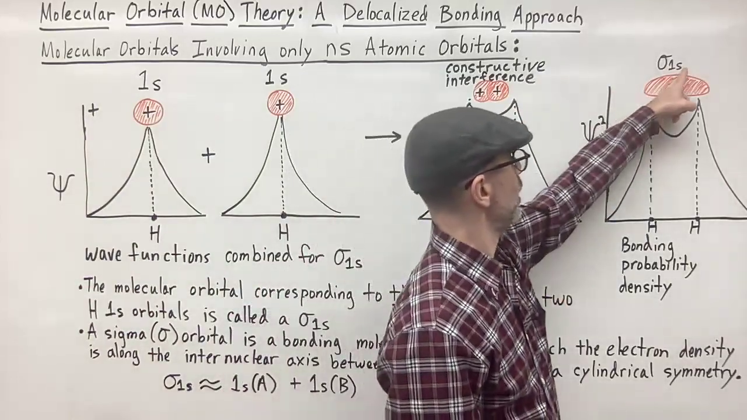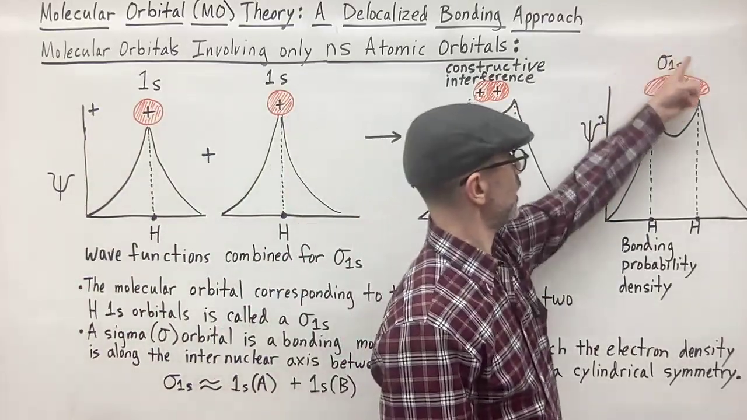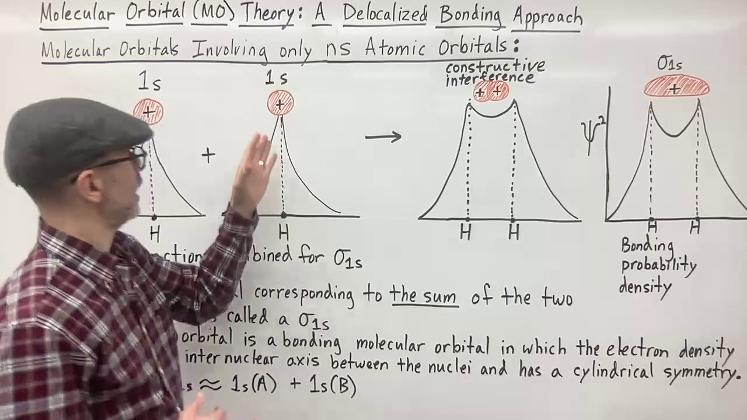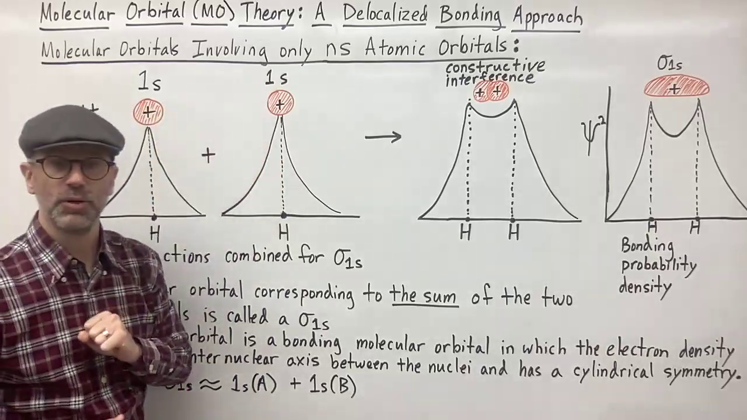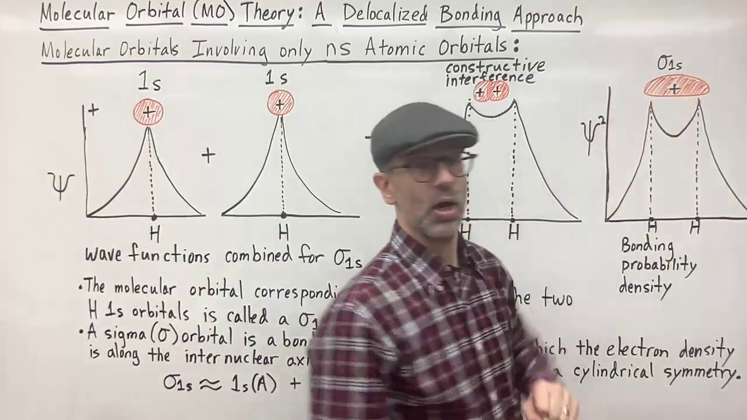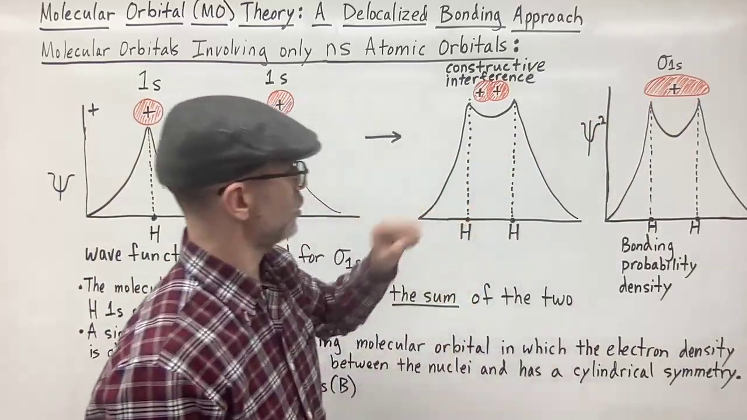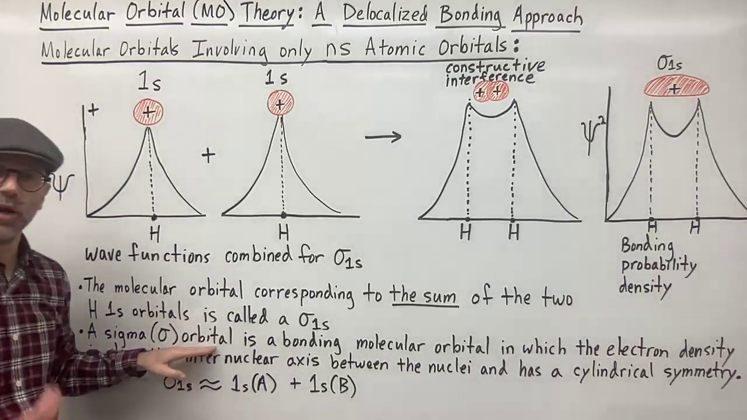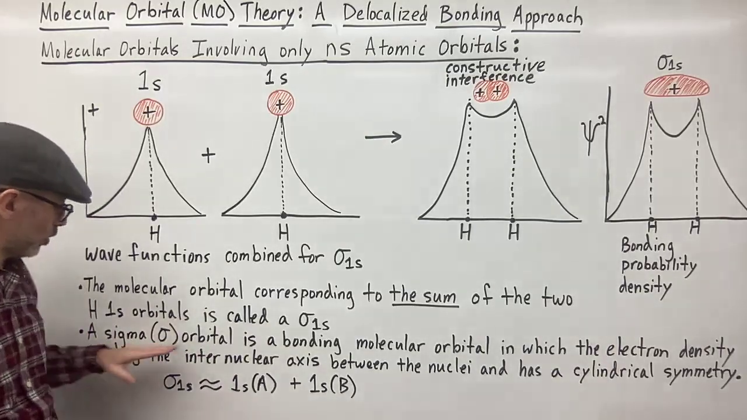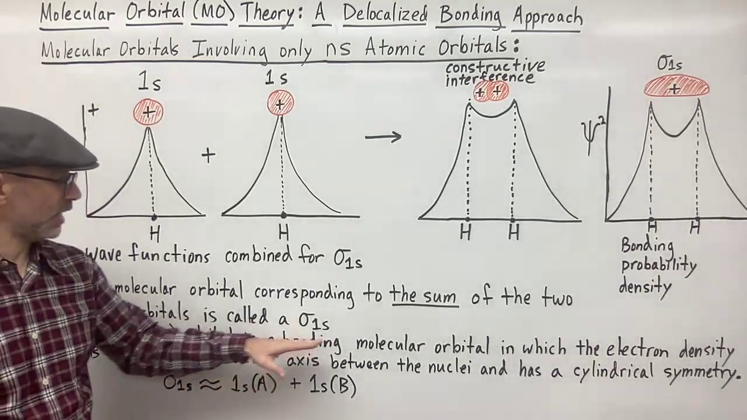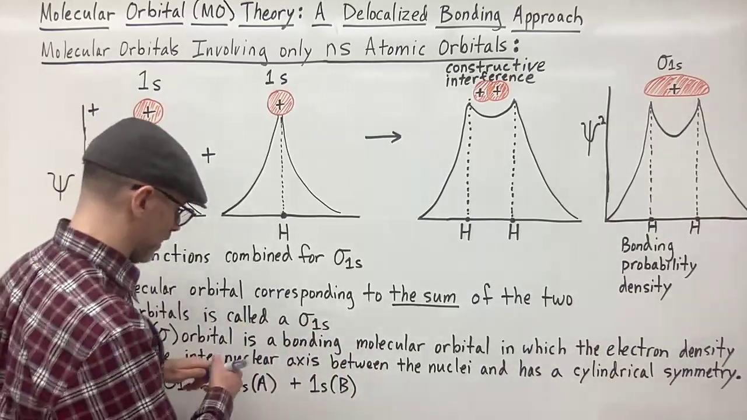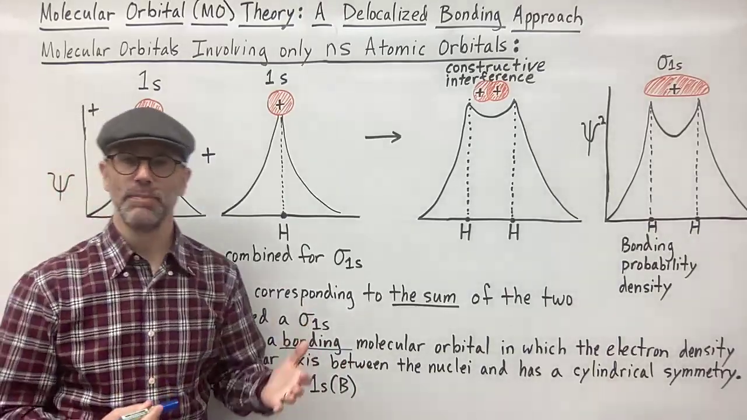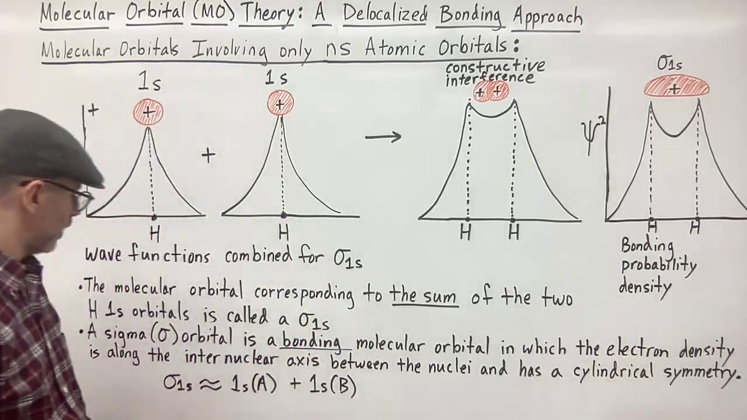And the 1s here indicates that this molecular orbital sigma is a result from the combination of the 1s. So that's where they're coming from. So that's why we call it a sigma 1s. And the other thing I want to point out is that a sigma orbital is a bonding molecular orbital, and I want to highlight bonding, as opposed to anti-bonding, which we'll talk about in a moment.